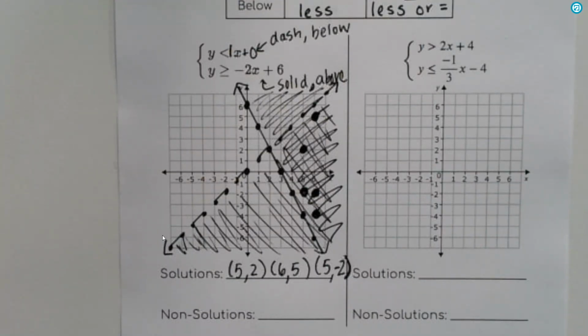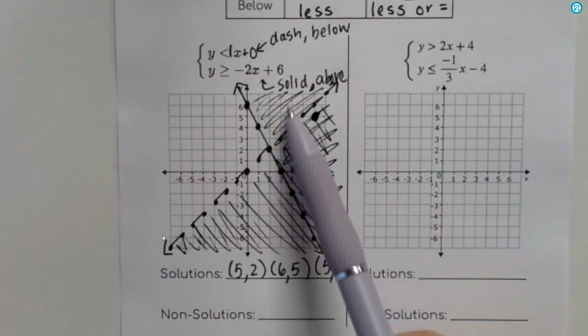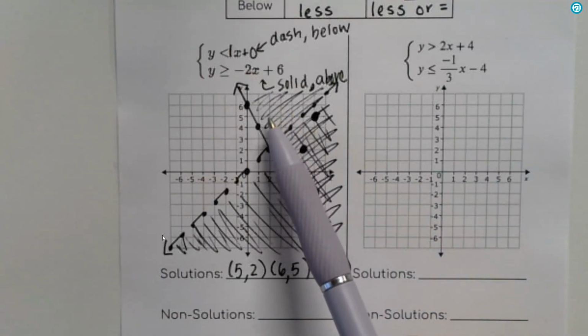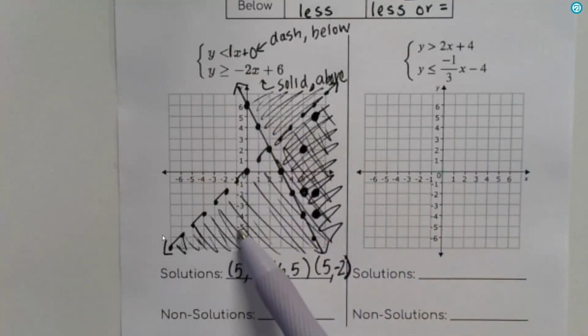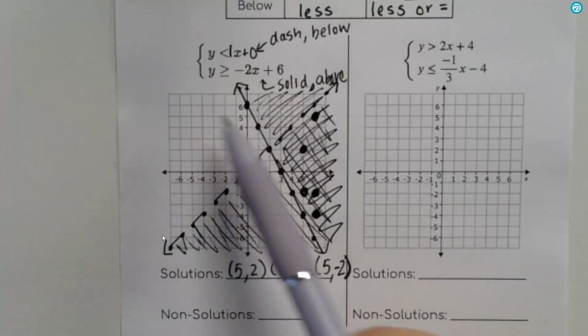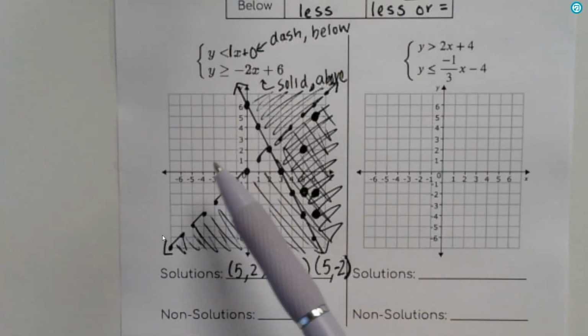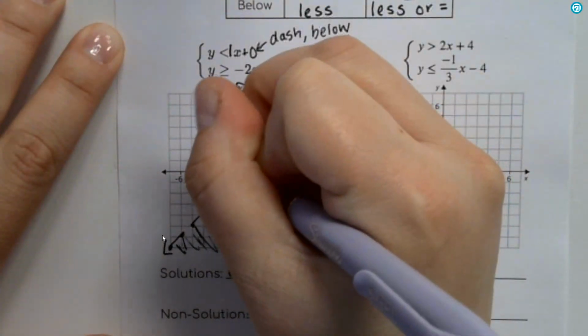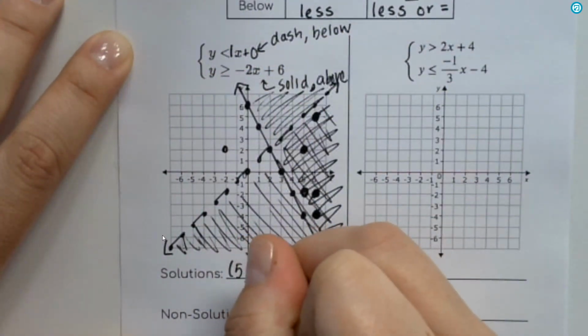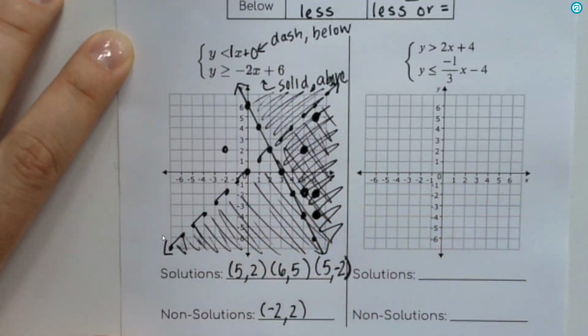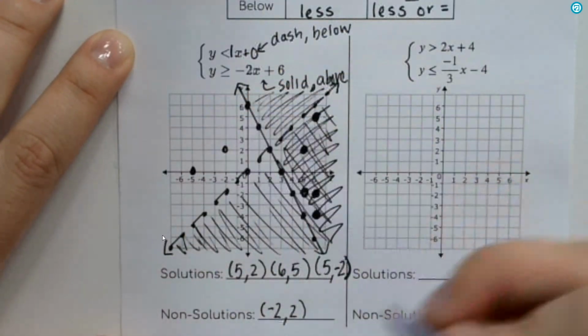So I could give you a non-solution that's in this area, because it's only a solution to one, not both. I just stick to the white area because it's just way easier to graph my points. So I'm going to do -2, 2. Let's say -5, 0.